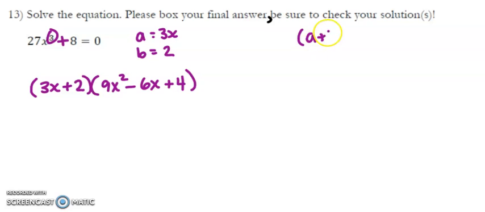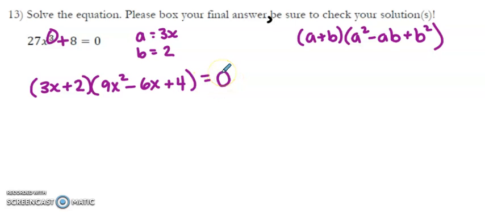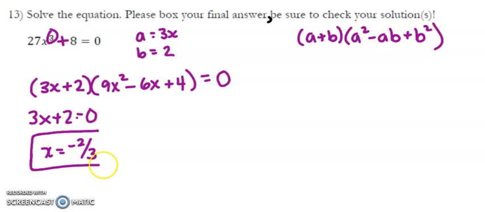So if you need a little reminder, this is the formula that I'm using. This now is then equal to 0, which means that I'm going to set 3x plus 2 equal to 0, which means that x is equal to negative 2/3.